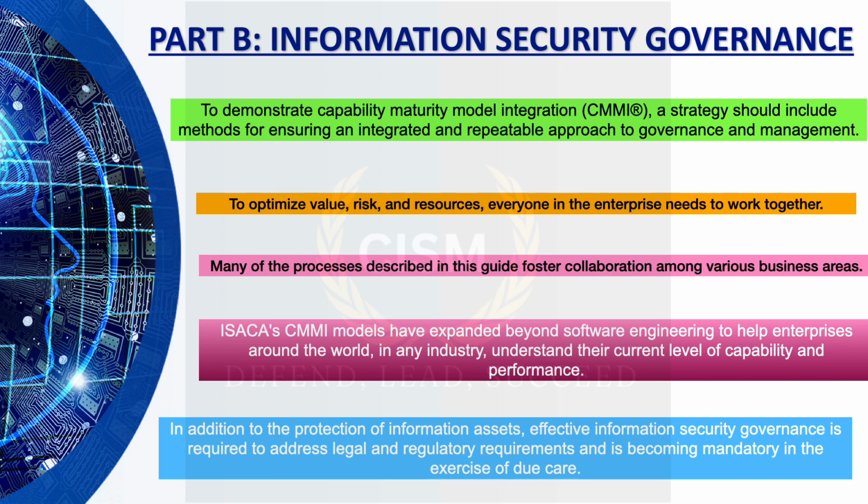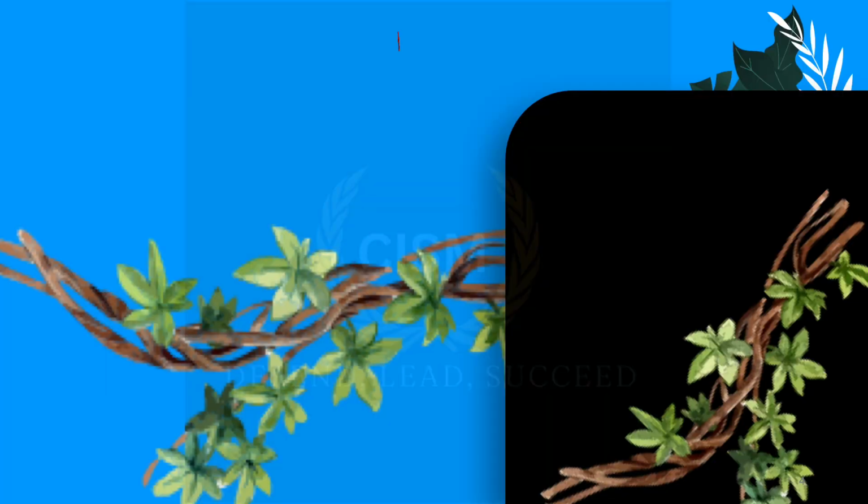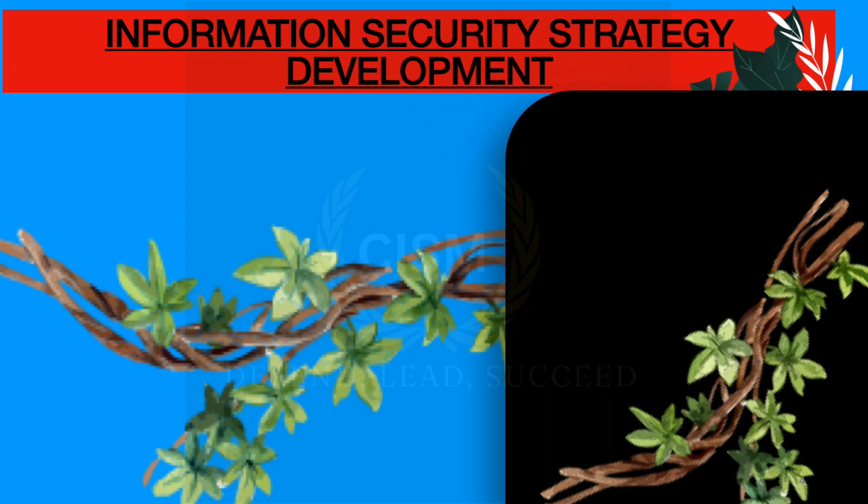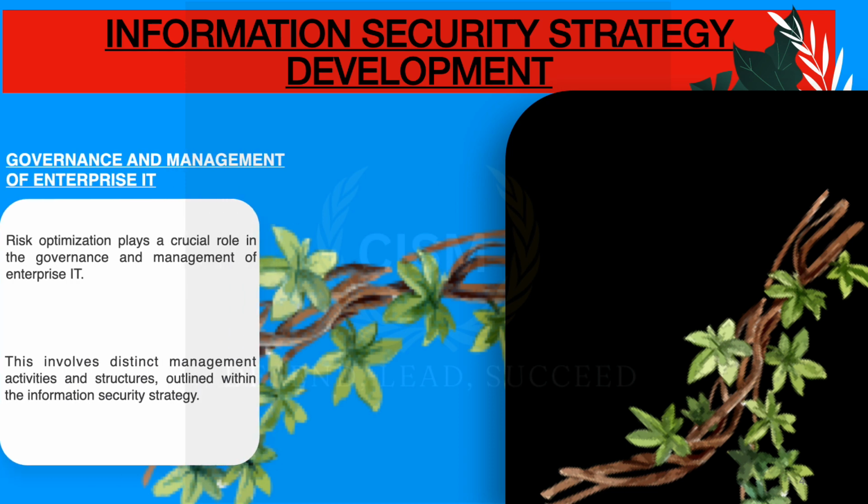Moving next to information security strategy development. Friends, in information security strategy development, there are 3 points which we'll cover. The first point is about the governance and management of enterprise IT, in which it states that risk optimization plays a crucial role in the governance and management of enterprise IT. This involves distinct management activities and structures outlined within the information security strategy.